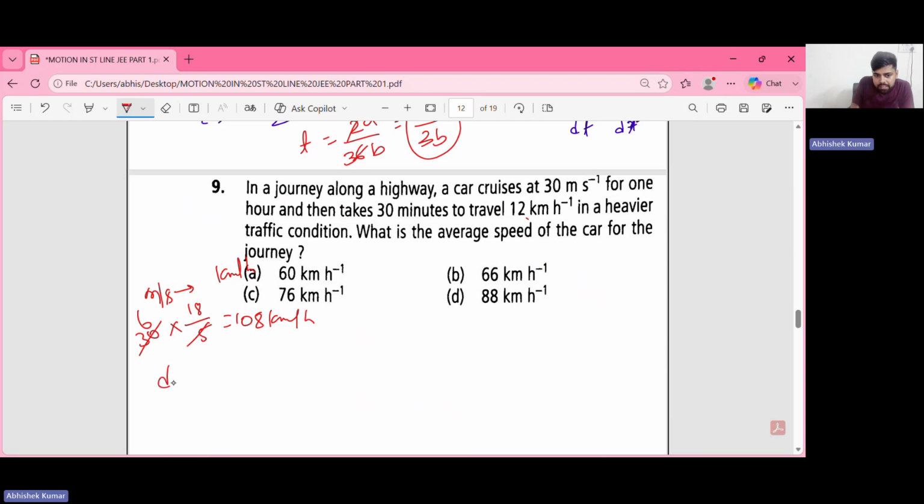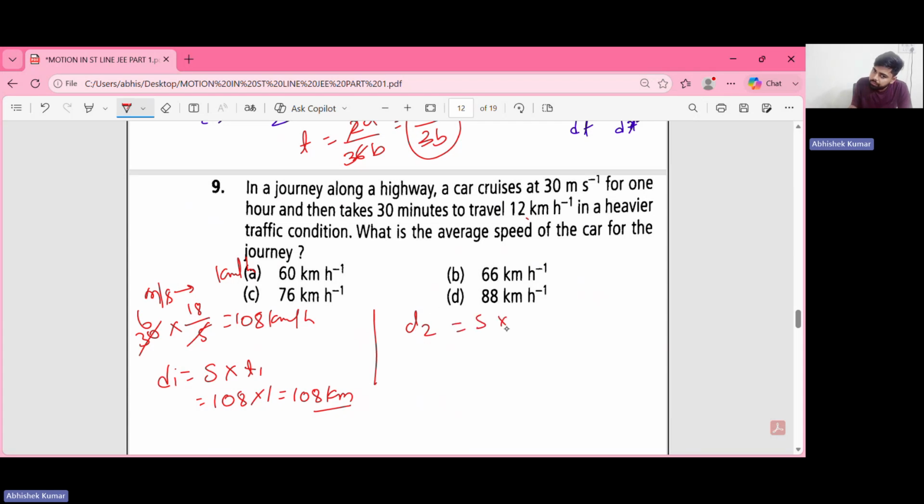So if I find distance d1, how much will come? The speed into time t1. So how much will come? The speed, how much is there? 108. Time, how much has he taken? 1 hour. So how much distance did it travel? 108 kilometer.